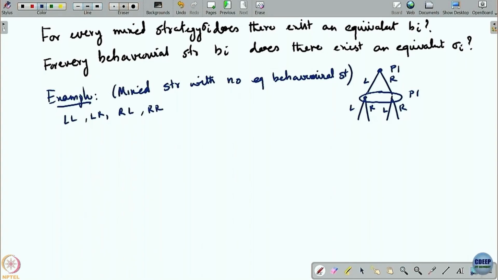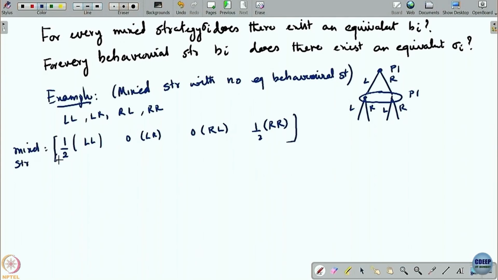So, consider a mixed strategy like this: LL with probability half, 0 for LR, 0 for RL, and half for RR. This is now a mixed strategy, right? It's a vector. This is a probability distribution on this set. He is playing LL with probability half, RR with probability half, and all other strategies with probability 0.